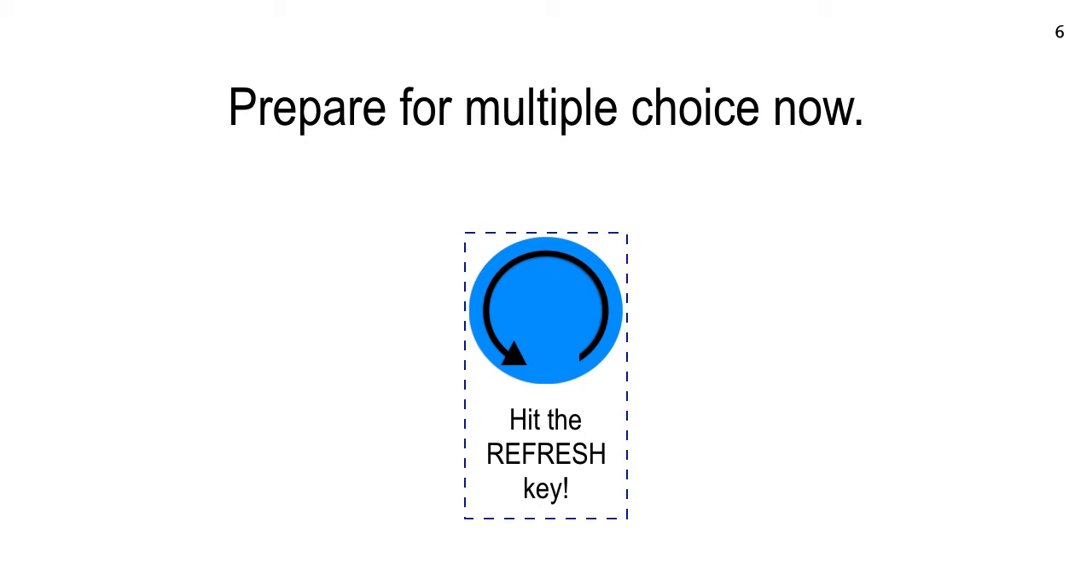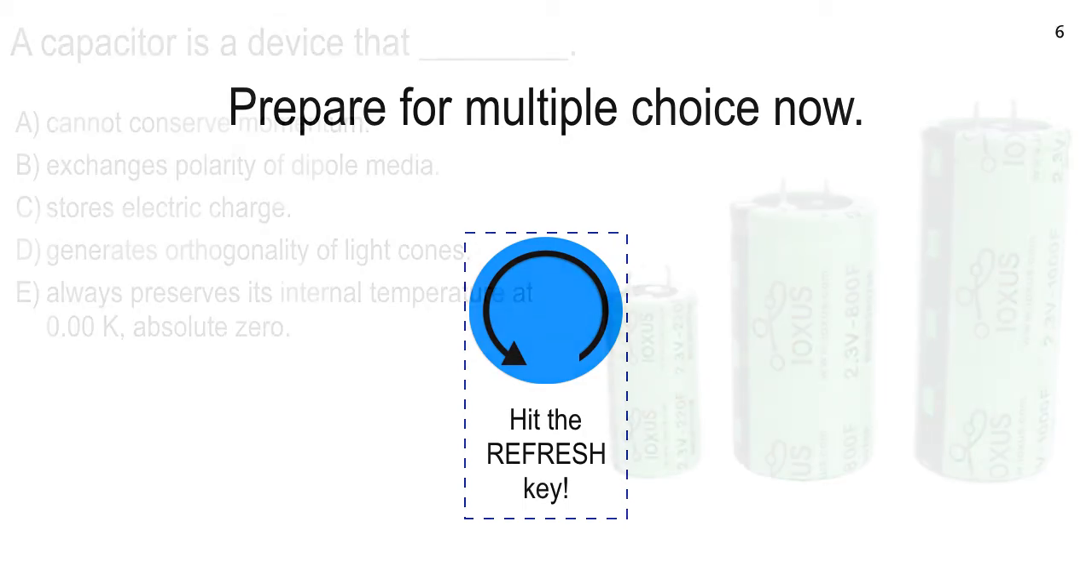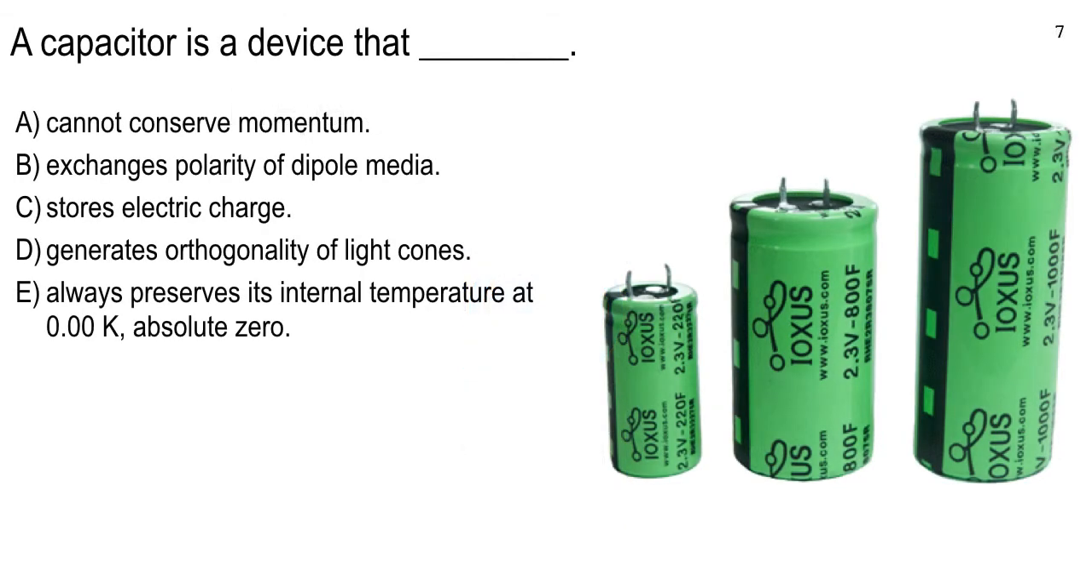All right, so we're going to do some multiple choice. Have your clicker ready. And this one's going to be true multiple choice. You just click, you don't have to hit the send key. Capacitor is a device that, if you did your reading over the weekend, you know the answer to this, especially if you looked at my annotations.